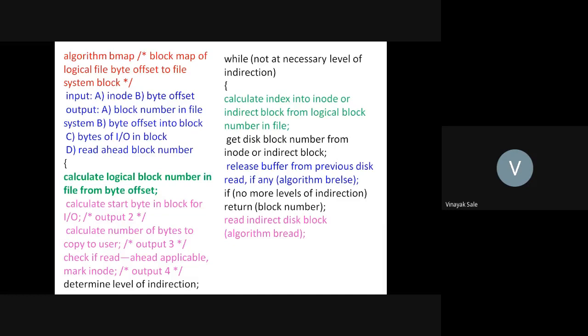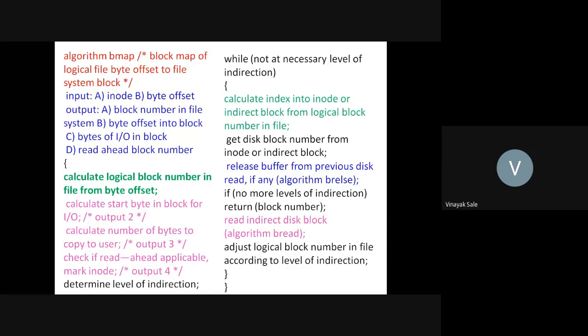Read the disk, that is algorithm bread. By using algorithm bread, read that indirect disk block. Then adjust the logical block number in the file according to the level of indirection. And this is the algorithm for block map of a logical file byte offset into a file system block. See the algorithm carefully.